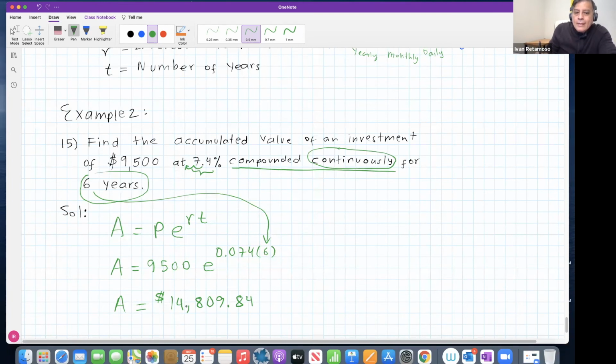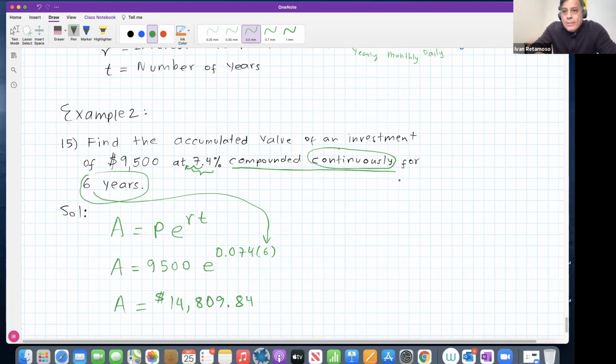That makes sense, right? Look, from 9,500, I ended up with 14,800 over 6 years. My interest was compounded continuously. This is the best I could get, right? The best. Great. So this is how this works.